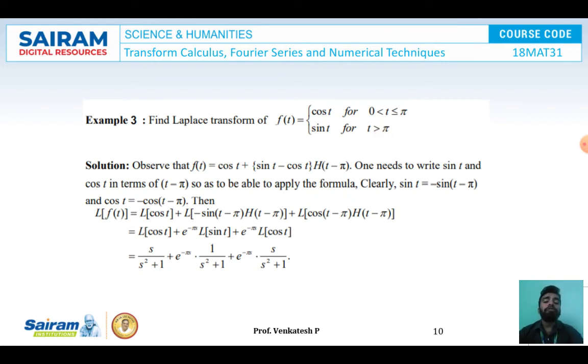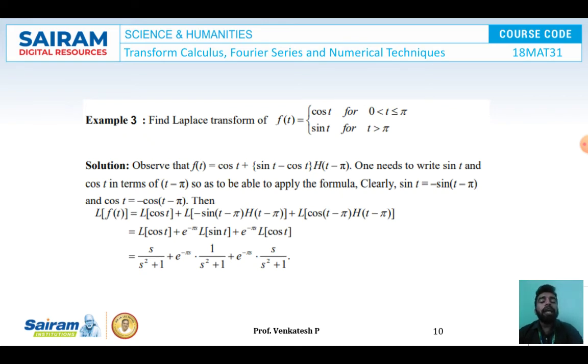So therefore, we got f of t is equal to cos t as f1 of t plus sin t minus cos t as in the place of f2 minus f1 into h of t minus pi. So a is equal to pi. So now I am going to apply Laplace transform for this equation on both the sides. So after applying the Laplace transform, we'll be getting Laplace transform of f of t is equal to Laplace transform of cos t. Directly we can solve. Laplace transform of sin t minus cos t into h of t minus pi. So in this step we have to apply the formula.